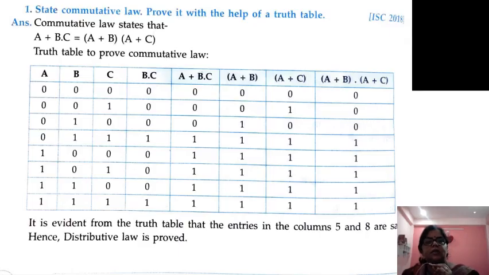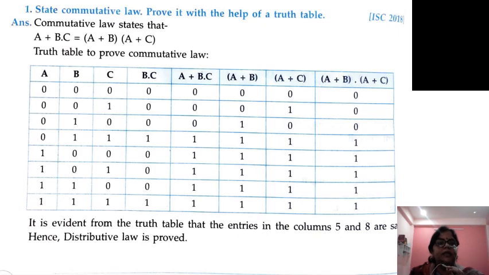Now see, the first question: state the commutative law and prove it with the help of a truth table. You have studied Boolean expressions and laws. In the half yearly exam, students, only the laws, only the definition and their examples are going to come, not the proving. Only the laws, so pay attention towards it.